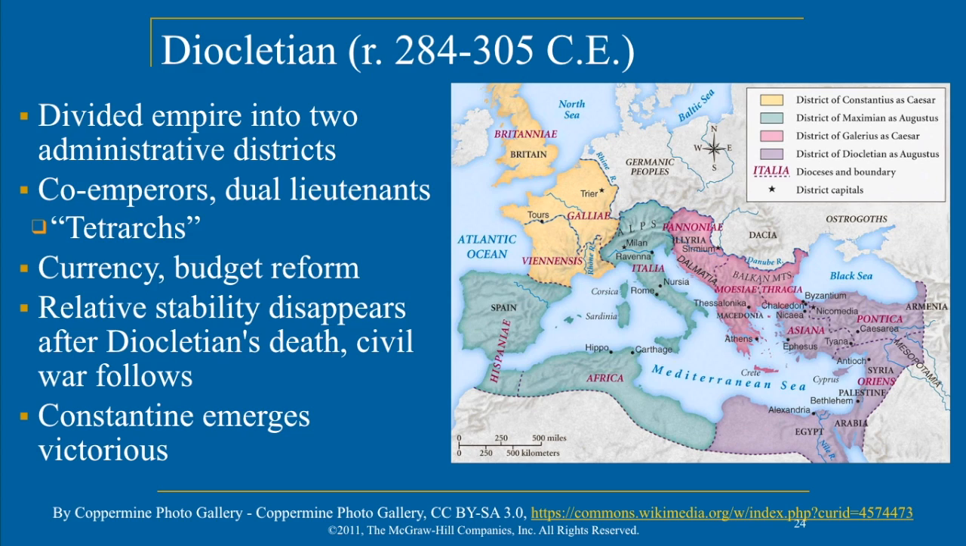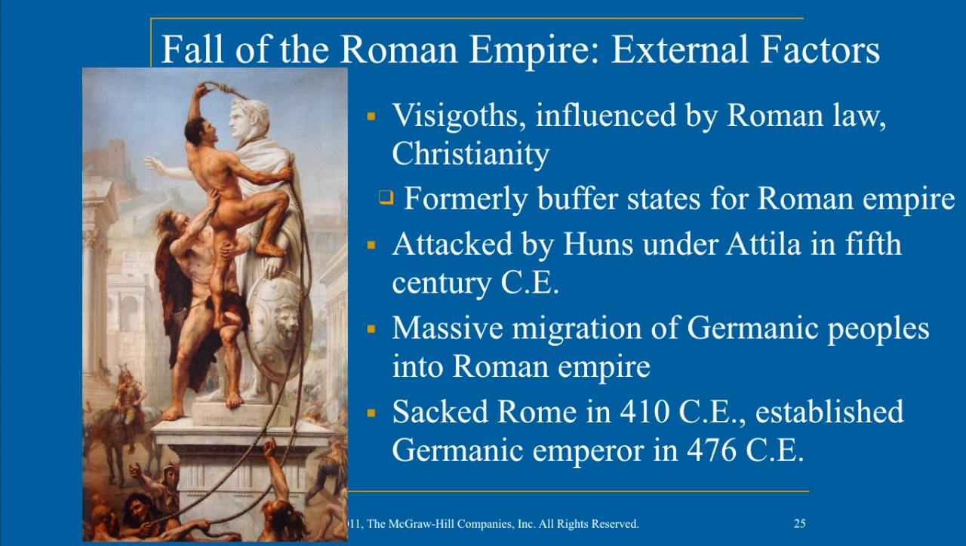You can see that we have the reign of Diocletian as Augustus, and there were basically two Augustuses and two Caesars ruling as co-consuls over their sections, and everyone was just in charge of their region, being important to them. We then get the fall of the Roman Empire with external factors.